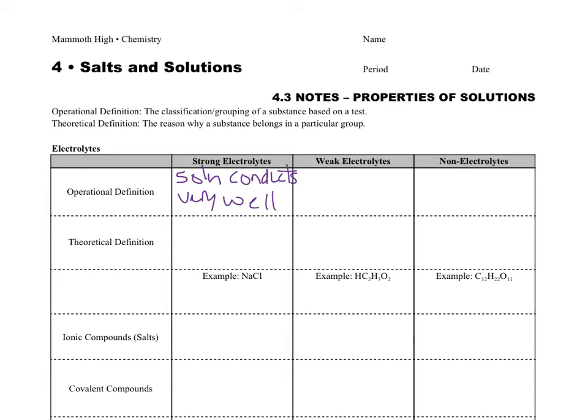Okay. A weak electrolyte is going to be a solution that conducts electricity or heat just a little. And the difference between these two, very well and very little, is really big. Actually, we'll see that in a little bit. And then, of course, a non-electrolyte is a solution that does not conduct.